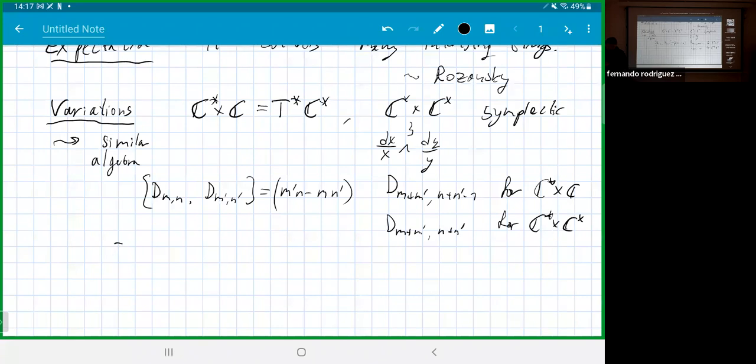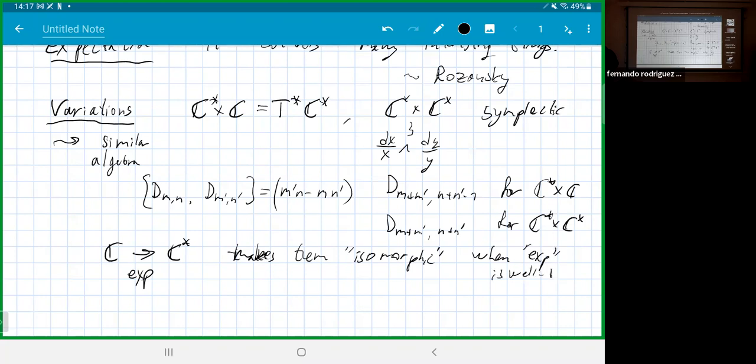So there is this relation, there is a map between C and C star, which is given by exponential. And then it sort of makes them kind of isomorphic, but only when that exponential can be well defined. What does that mean? What does it mean that the algebras are isomorphic? Well, they're not really isomorphic, they're different algebras, but sometimes you should think that. When, for instance, you have a representation of one algebra, and you can define that exponential. Then.